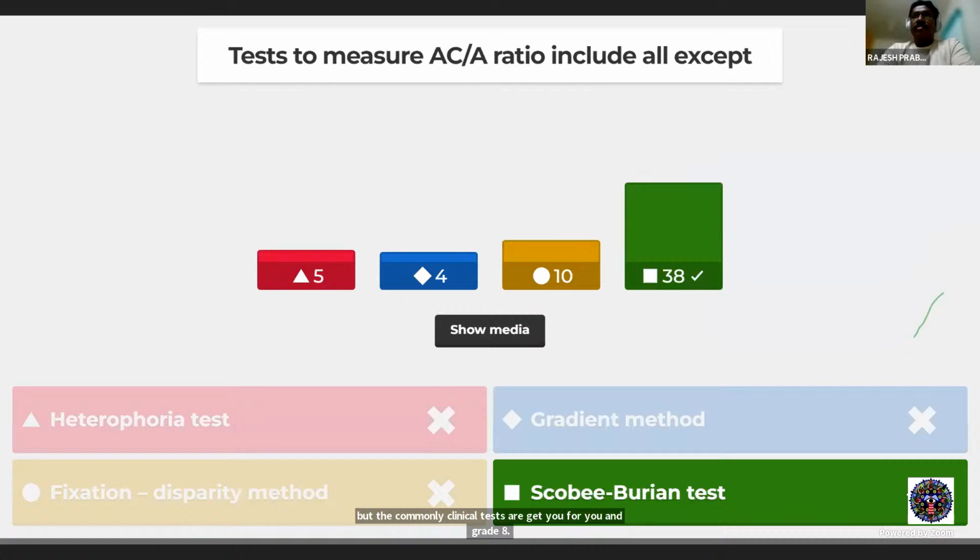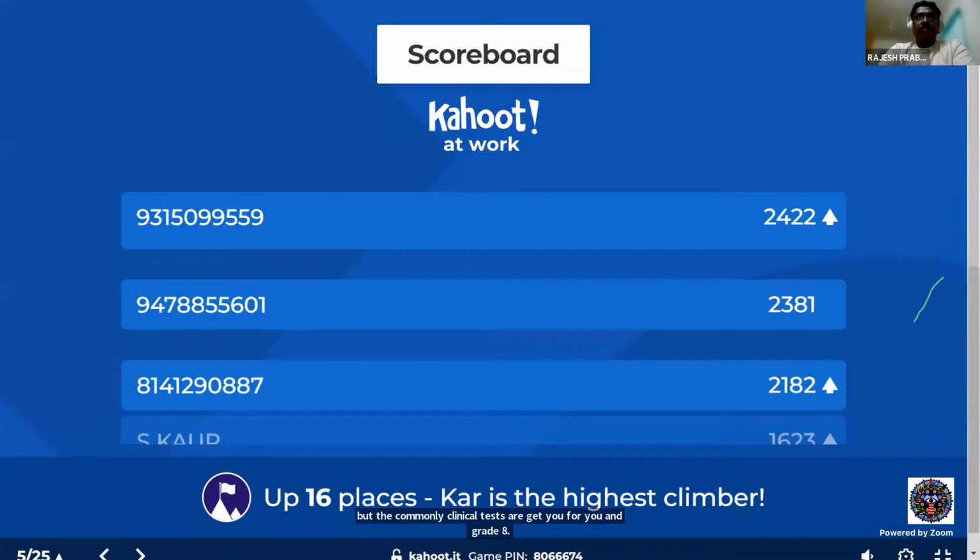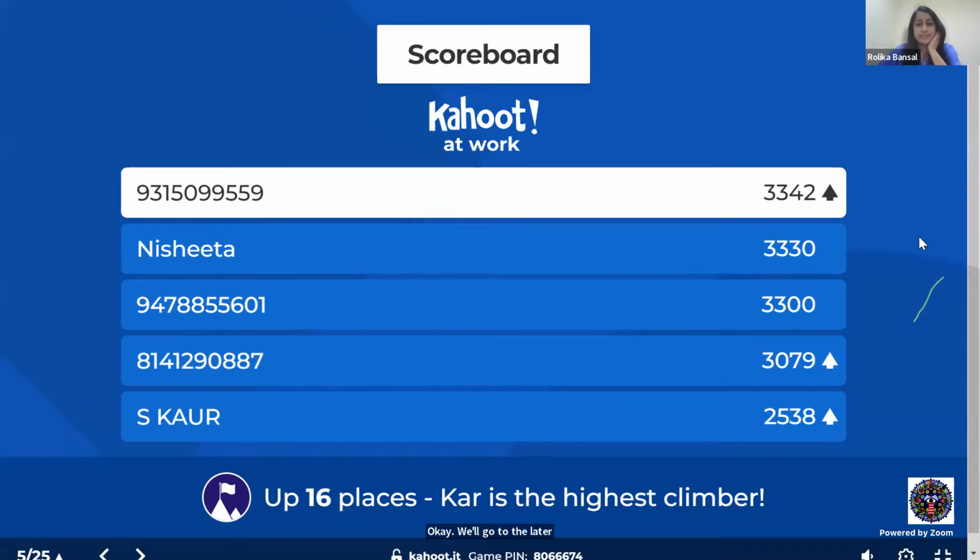Okay, we'll go to the leaderboard. So some more reshuffling. 9559 is back on the leaderboard with prompt answering and challenging Nishita. And 3 are almost close: 3342, 3330, and 3300. Good luck for the next question. Yeah, and the highlight is that the next question can change everything. So we'll see how that goes.